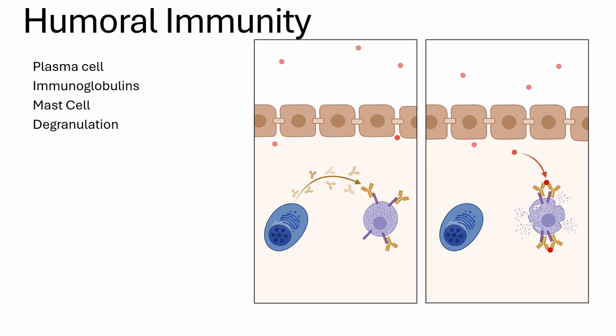Anaphylaxis is systemic degranulation of mast cells. It's not a few of them degranulating in your arm. It's all of your mast cells everywhere degranulating all throughout your body.